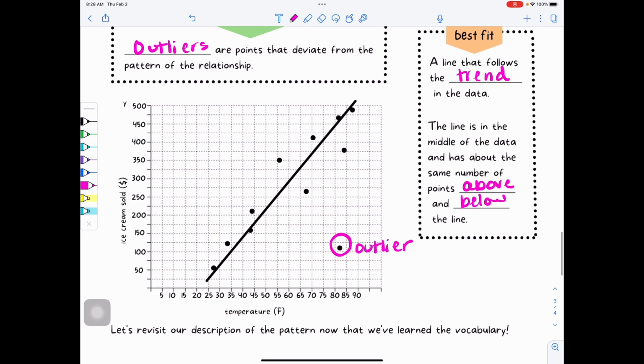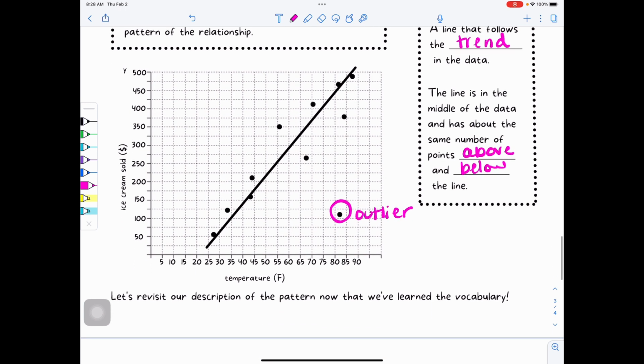So now that we have learned all the ways that we can describe scatter plots, what I'd like you to do is, again, pause the video and revisit our description of what we wrote for our scatter plot on temperature and ice cream sold. And what I'd like you to do now is describe it again, but go back and use all of the new vocabulary that you've learned to do that. So if you would please pause the video. You can resume the video when you're ready to check your answers.